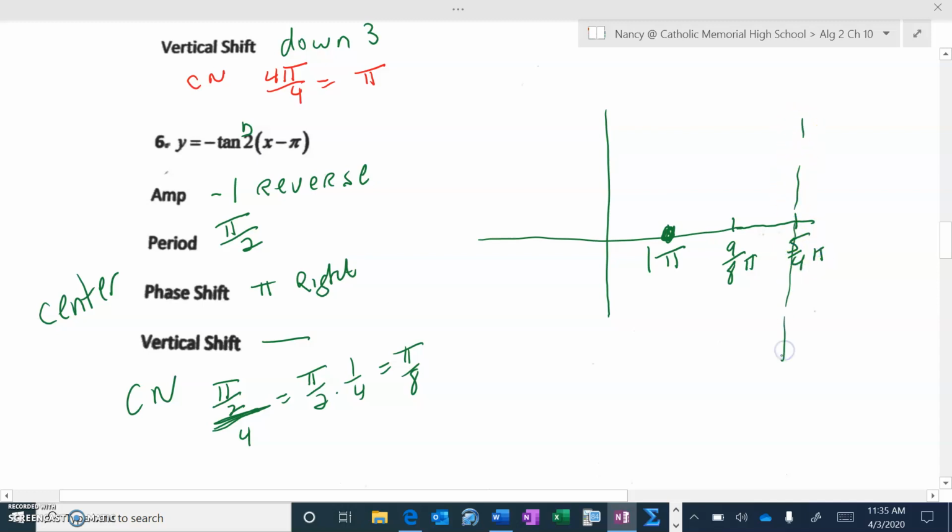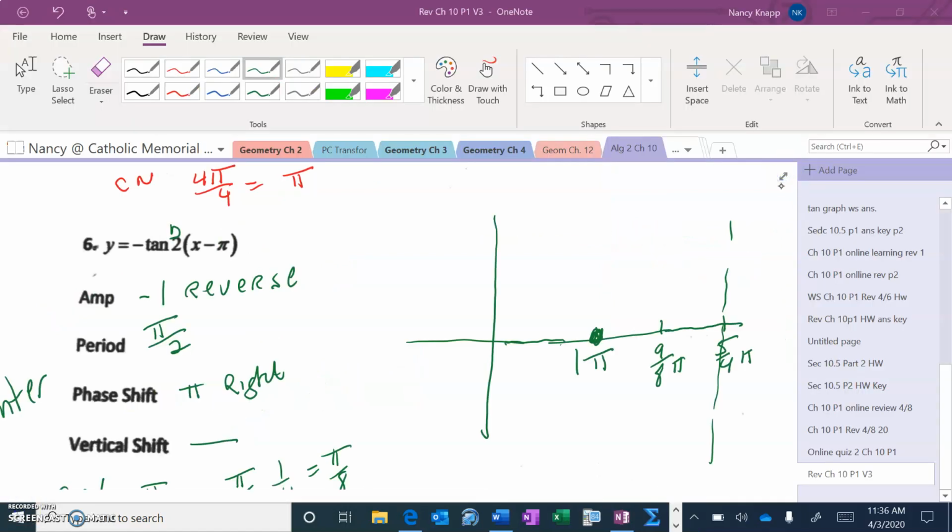There's one asymptote. Then I'm going to take 1 pi and subtract 1/8. So 1 pi minus 1/8 is 7/8. So I'm going to subtract 1/8. 1 minus 1/8, and you could put it on your calculator, is 7/8. And then 7/8 minus 1/8 is 6/8, which is 3/4 pi. And it's not drawn very well to scale, but those are my asymptotes.